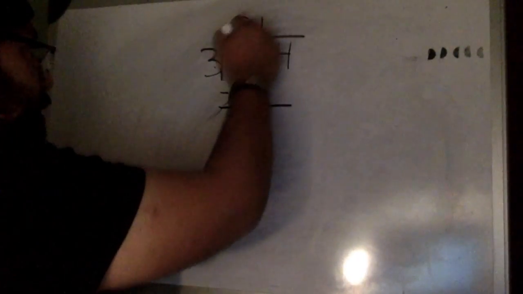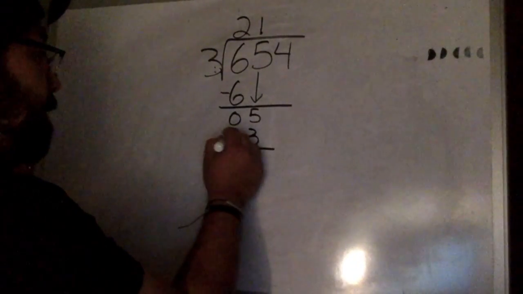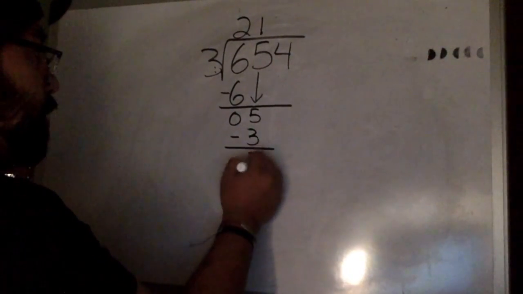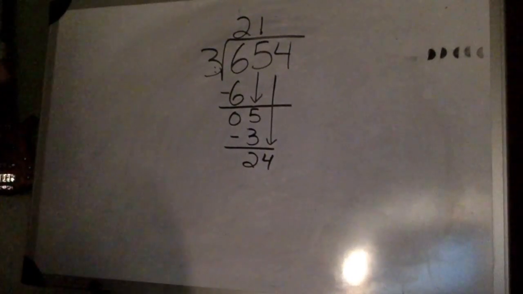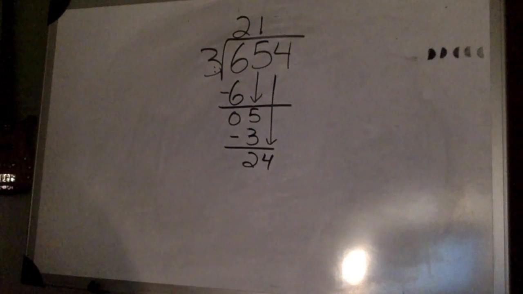Once. Because 3 times 1 equals 3. 5 minus 3 equals 2. And drop the 4. Now we have 3 into 24. How many times does 3 go into 24?